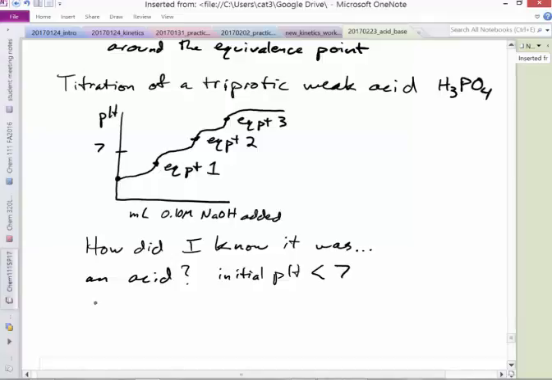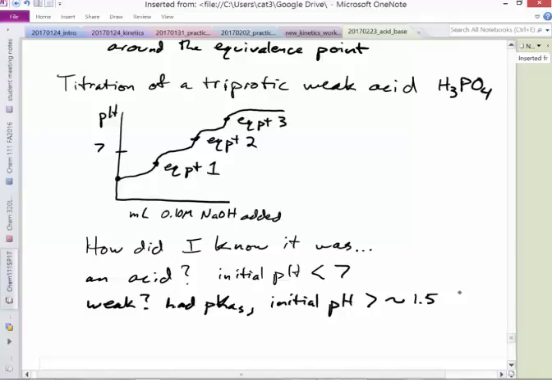How did I know it was weak? pKas. Also, the initial pH was greater than about, let's say, 1, maybe 1.5. It's really hard to get a pH below 1.5 or 1 with a weak acid. You can do it, but it takes a lot. Whereas with a strong acid, you can get pHs of 1, 0.